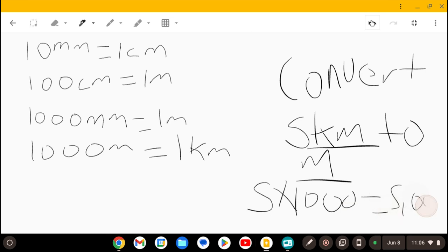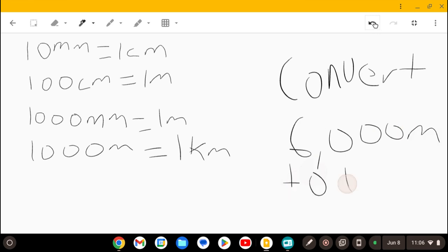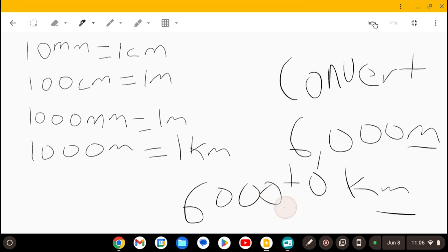All right, and let's try a final one. So we're going to convert 6,000 meters to kilometers. We're going from a smaller unit to a larger unit, so we're going to divide. I'm going to divide by 1000 because it takes 1000 meters to make a kilometer. So 6,000 divided by 1000, we just move the decimal 3 spaces to the left, which gives us 6 kilometers. So 6,000 meters in kilometers is 6 kilometers.